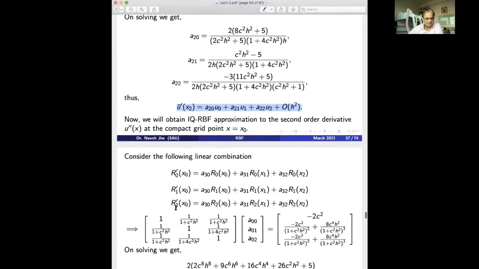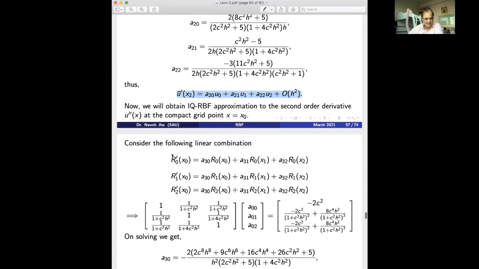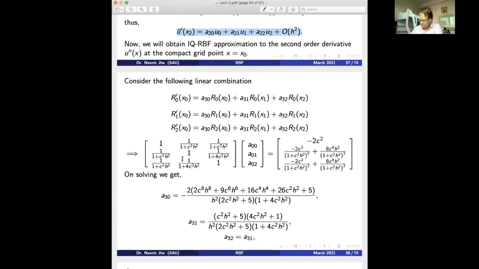Here it is, this is for the second derivative. Here R0 single prime is written, it is basically double prime. Let me correct it and then I will send you the slide, page 58. It is basically R0 double prime. So please take it as double prime. This double prime is related by this linear combination.